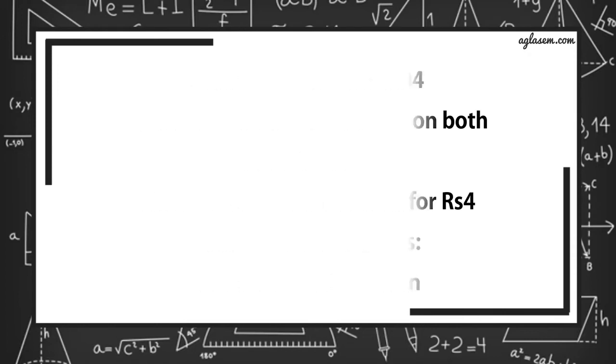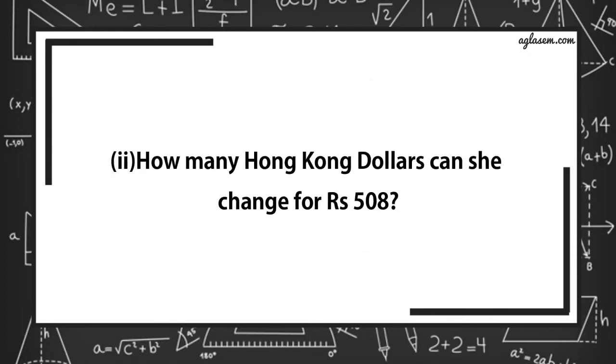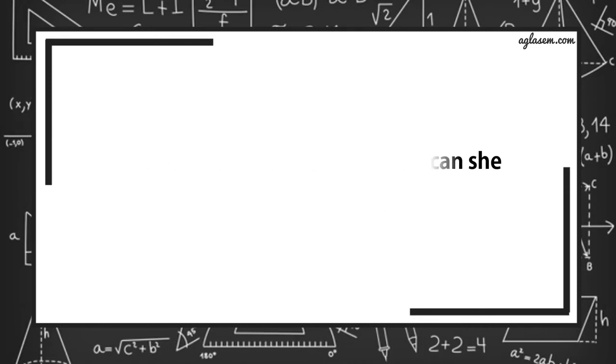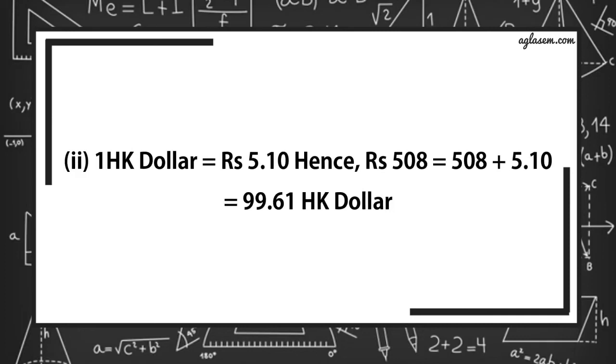Now, second part says, how many Hong Kong dollars can she change for rupees 508? Answer is 1 HK dollar is equal to rupees 5.10. Hence, rupees 508 is equal to 508 divided by 5.10. That will give you 99.61 HK dollars.